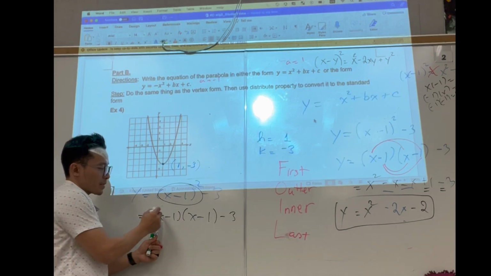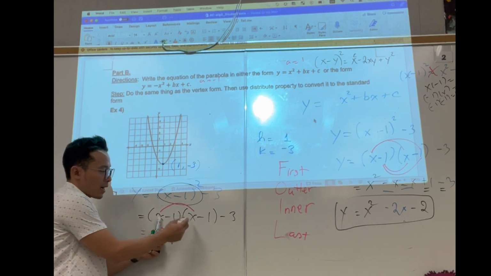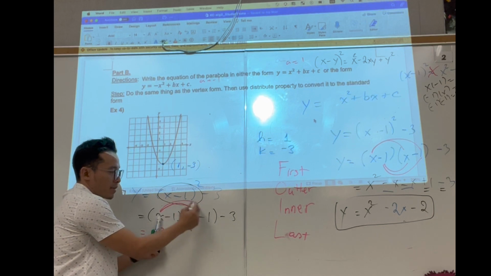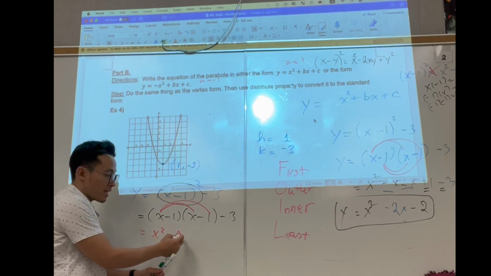Start from this. X times x. What is x times x? X squared. Now I've done this, I move to the next one. X times negative 1. What is x times negative 1? Negative x.